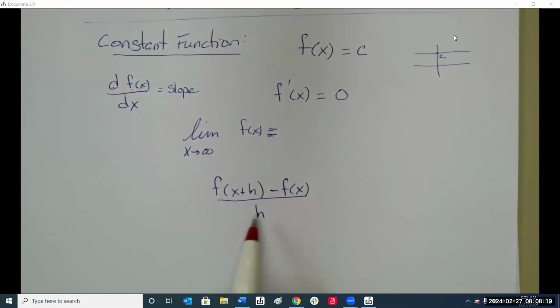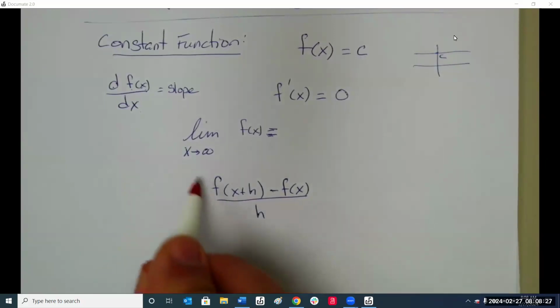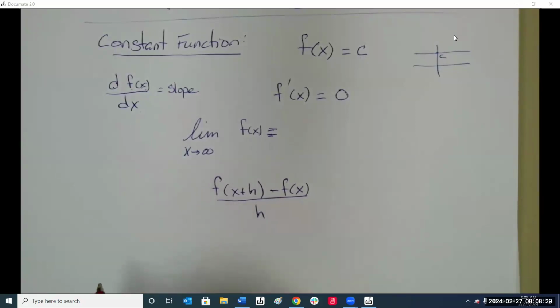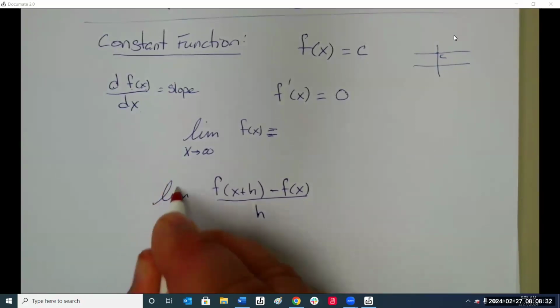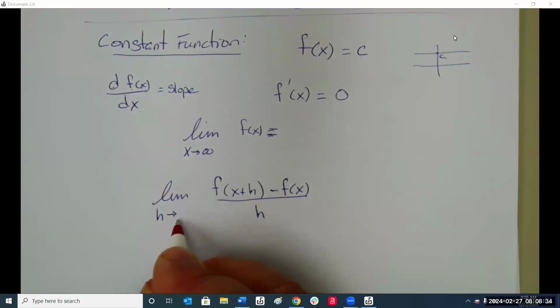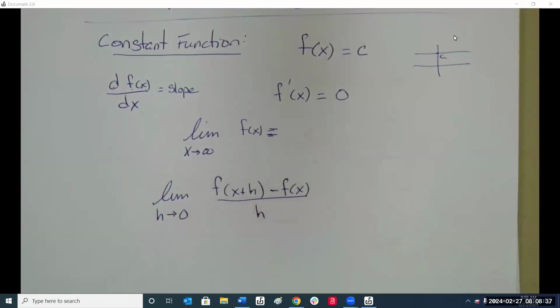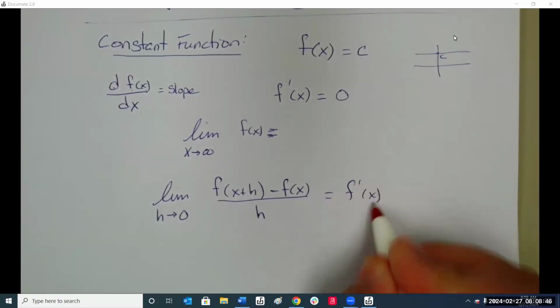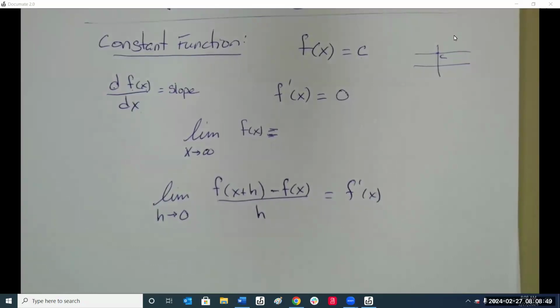We'll end up with an h. How do we get rid of the h? What do we put in front? The limit as h goes to what? 0. Because h is the distance from x1 to x2. This is your formula. This gives you f prime. So you see now why once we start learning these shortcuts, we don't have to prove it anymore.